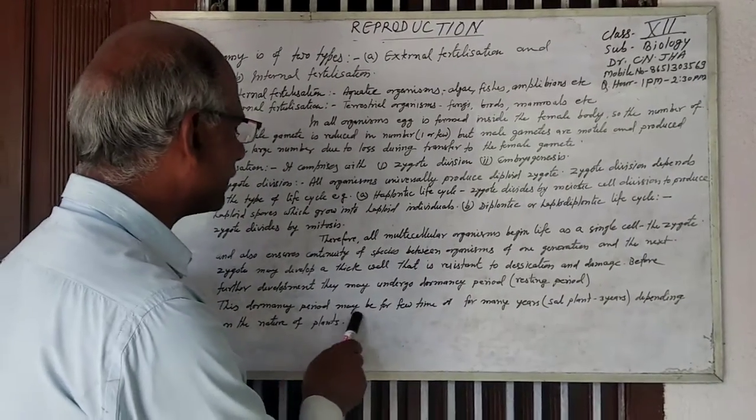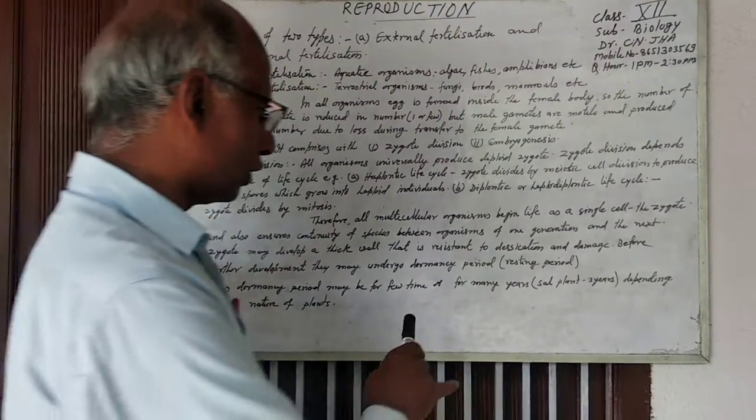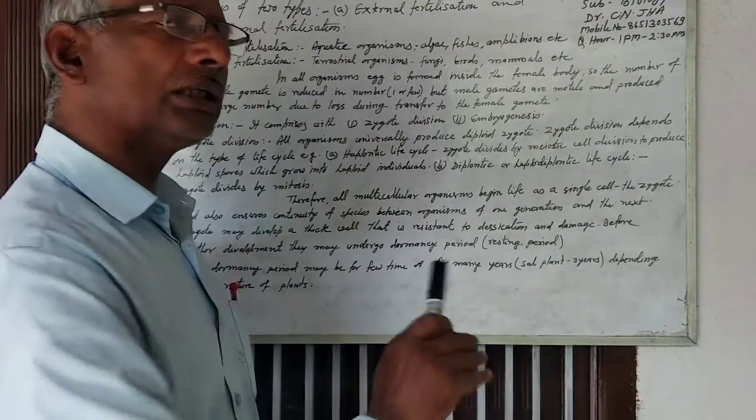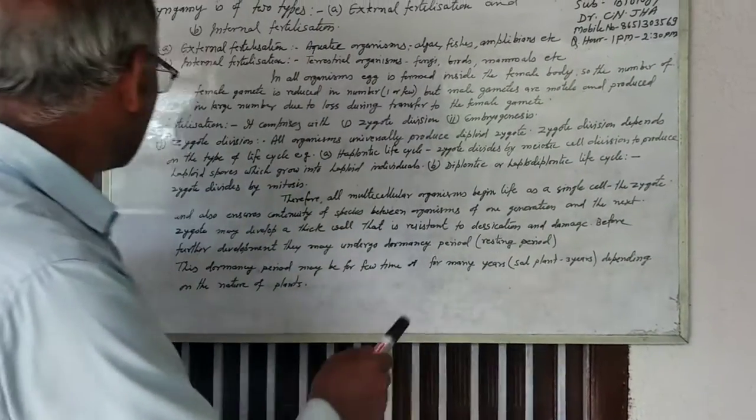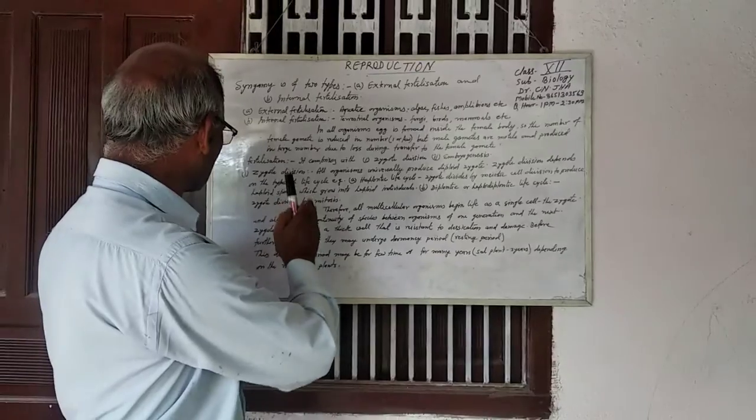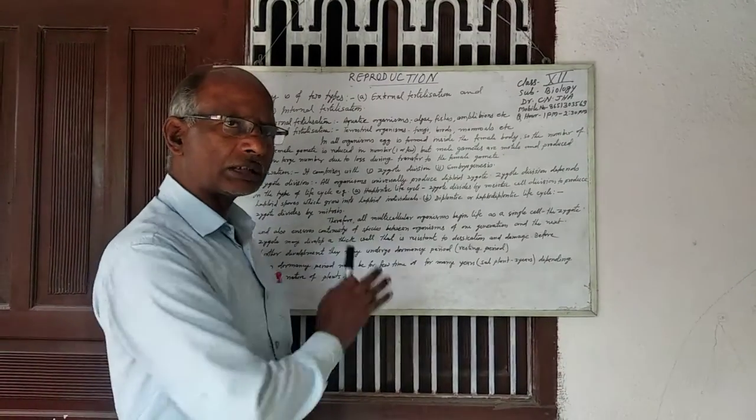This dormancy period may be of a few times in algae, fungi, etc., or for many years, like the sal plant, where germination takes place after 3 years, depending on the nature of the plants. So, this post-fertilization zygote division depends on such circumstances.